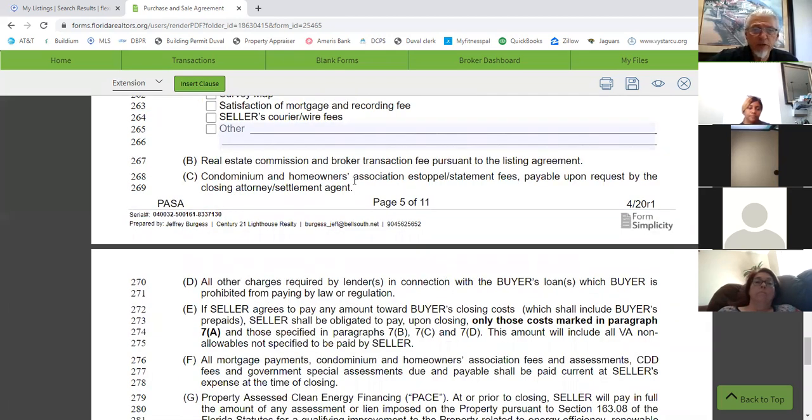Okay, so you're going to pay the real estate commission, brokerage fees, condominium homeowners association estoppel fees. The estoppel fee is $350 because that's the maximum the state said they can charge, and that's what everybody charges now. Used to be cheaper, but since the state said you could charge this much, everybody went for it.